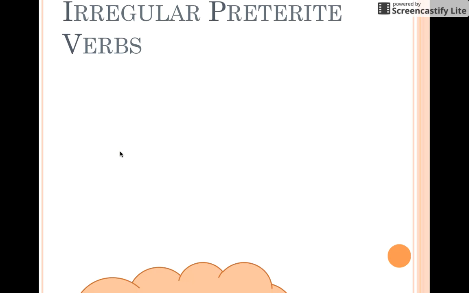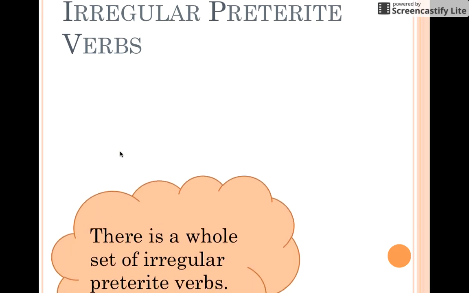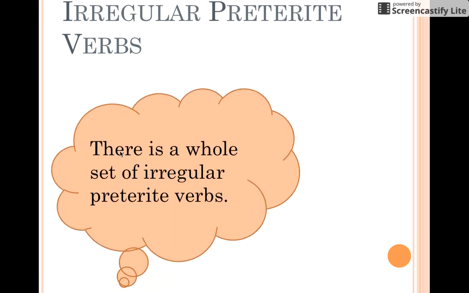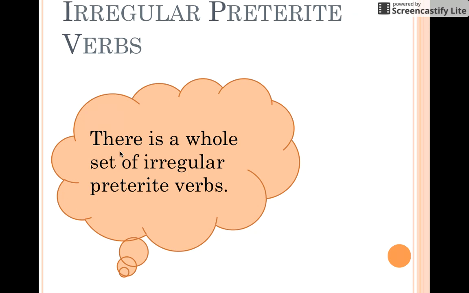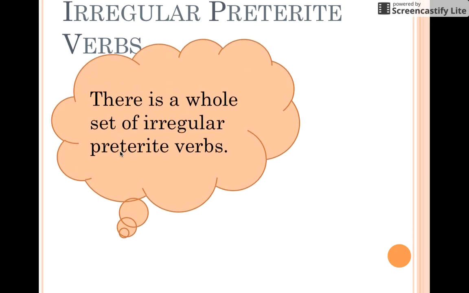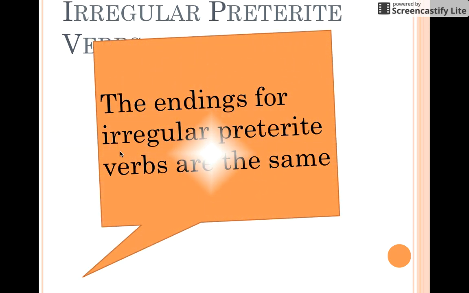So here we go. There are a whole set of irregular preterite verbs, but we're going to only be talking about 5 today. And the endings of these irregular preterite verbs are all the same, so that's a good thing.